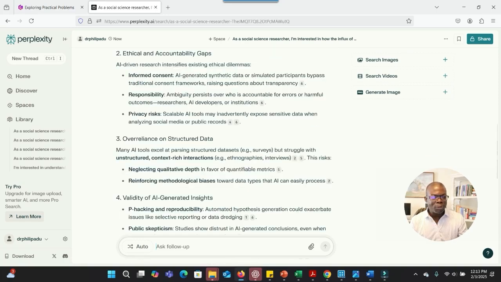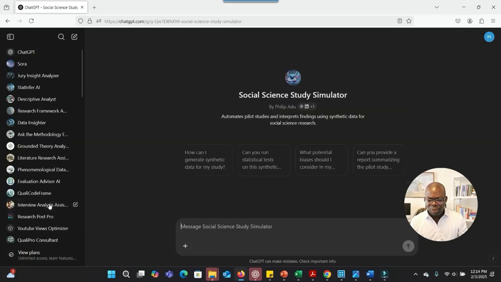The last thing I want to really share is a custom GPT app that I have created. It's called Social Science Study Simulator. This one is so powerful. If you have a research idea and you want to think through what to expect, what kind of data you may need, what methodologies you may go through, what kind of results you may find, and what kind of implications, this tool is good for you.